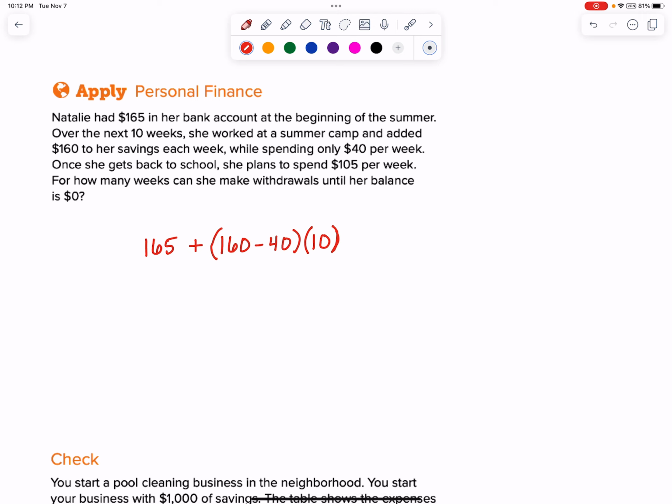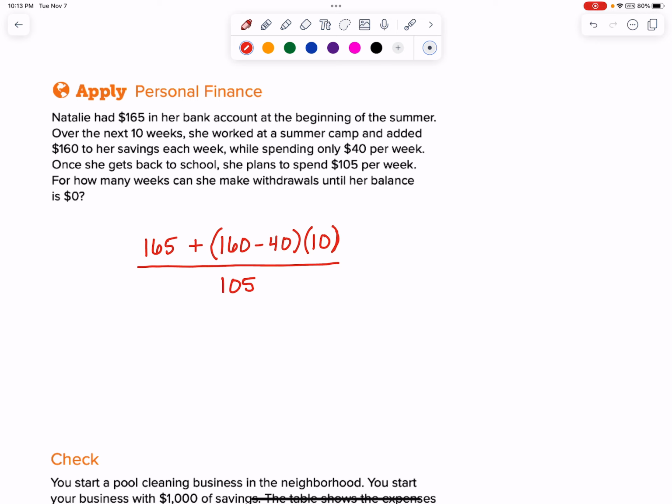Okay. Now, once she gets back to school, she plans to spend $105 per week. So whatever her total earnings are after all that stuff, she's just going to blow $105 per week. And the question is, how many 105s can she spend until she runs out of money? So that's where we have to see that we're going to be dividing all this by the 105 to see how many 105s she can actually spend, and each 105 is a week.